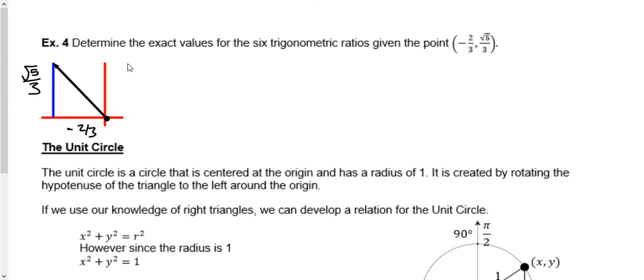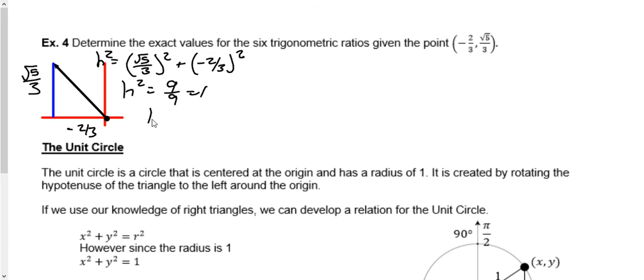Let's find our hypotenuse side, and again, how do you find hypotenuse? We're running Pythagoras, so we have root 5 over 3 squared plus negative 2 over 3 all squared, and that's going to equal h squared there, because that's our hypotenuse. So h squared is equal to 5 over 9 plus 4 over 9, which is 9 over 9, which is just 1, and so then therefore square rooting both sides, h is just going to equal 1, so 1 goes right here.